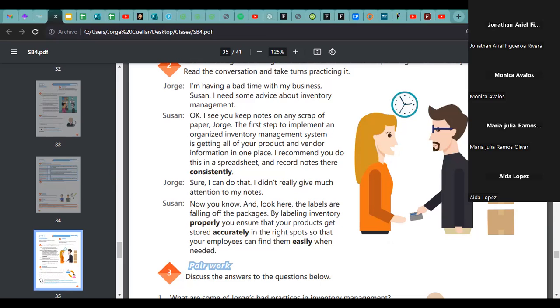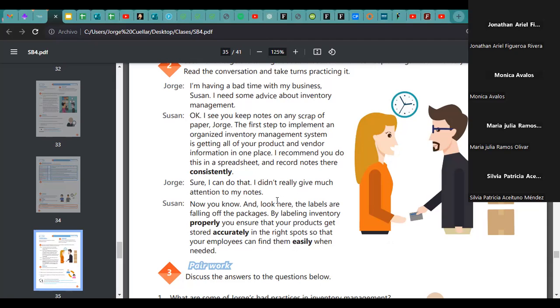So let's check some pronunciation words. Remember here is advice, management. Advice. Management. Scrap. And let's see, spreadsheet. Packages. Because that is a plural one, so it's packages. And easily.